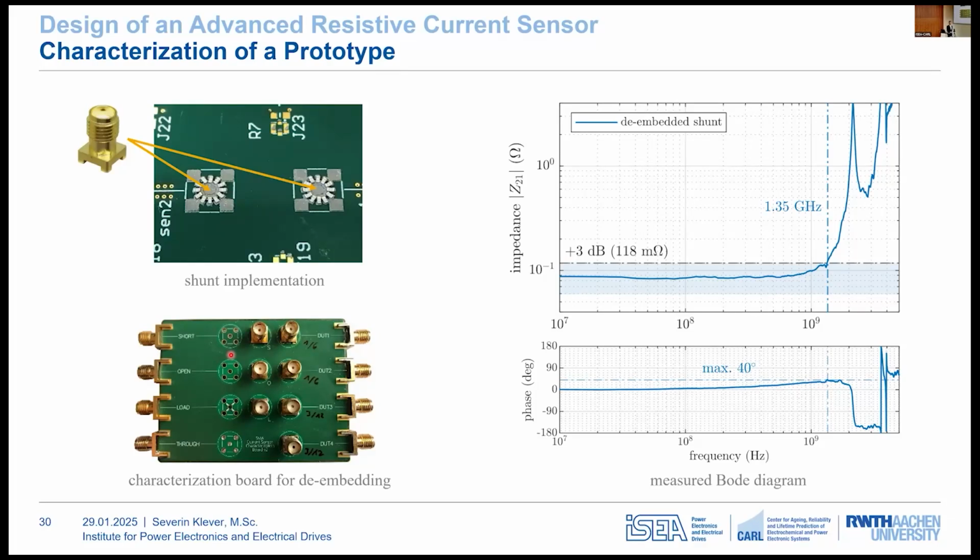The S parameters are then converted into impedance parameters, which allows extraction of the relevant Z21 parameter. And the graph on the right shows the measured Bode diagram of the transfer function. And you can see that there's a clear 3 dB cutoff frequency at 1.35 gigahertz and a relatively flat phase response.